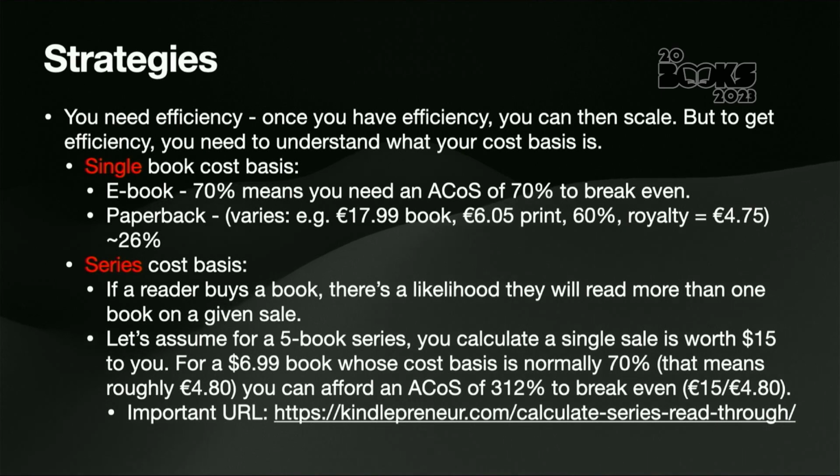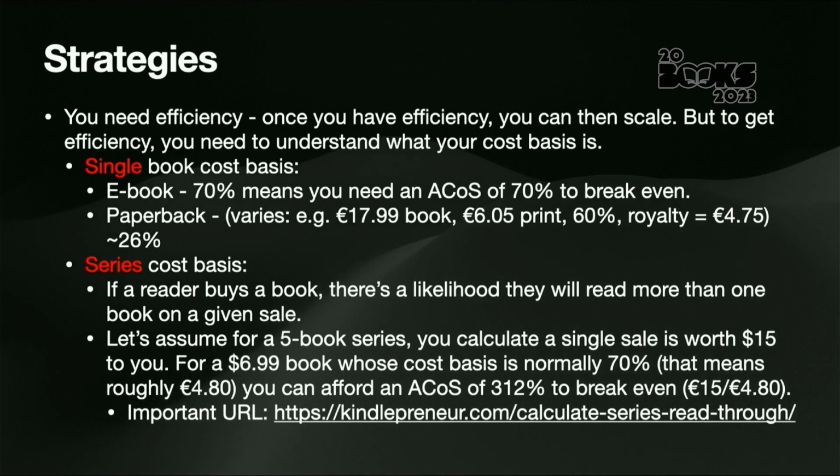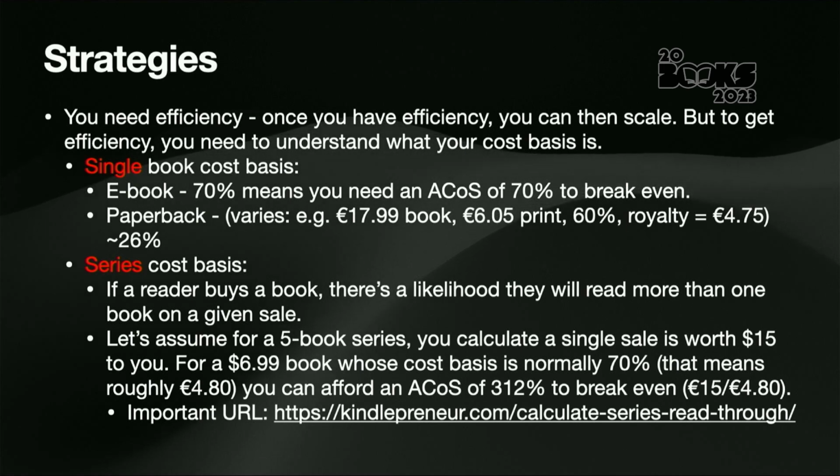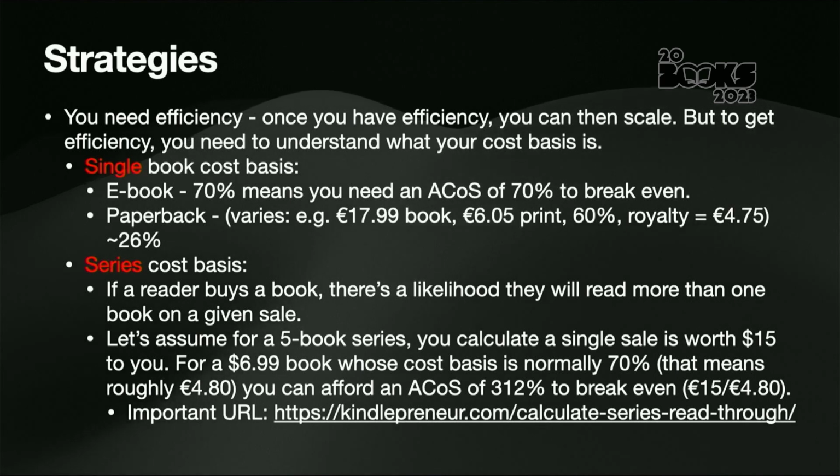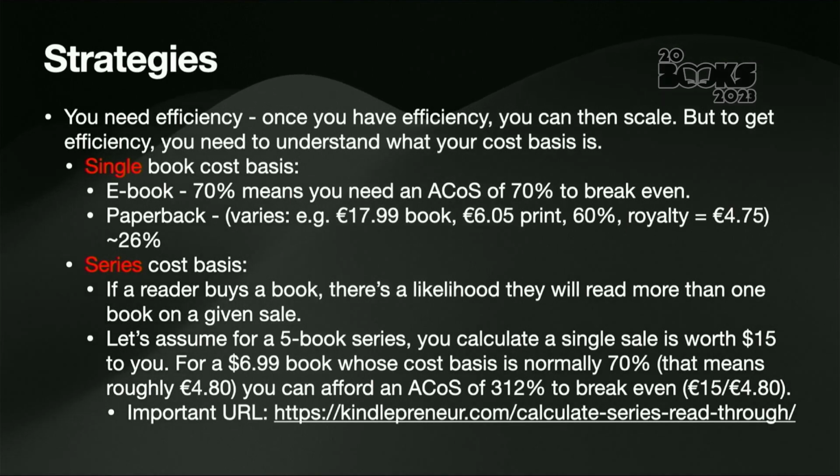And last but not least, and I'll open for questions, is you really want to keep in mind efficiency. You're in a situation where you need to understand your cost basis for any book. Obviously for ebooks, it's usually pretty simple. If you're at a normal price, it's 70%. Paperback, I broke down one of my books, I might be offering it for 17.99 euros. My print cost is 60%. My royalty is $4.75. So my break-even point is at 26% ACoS on that book, on a paperback. So, these are things that you just have to keep in mind.